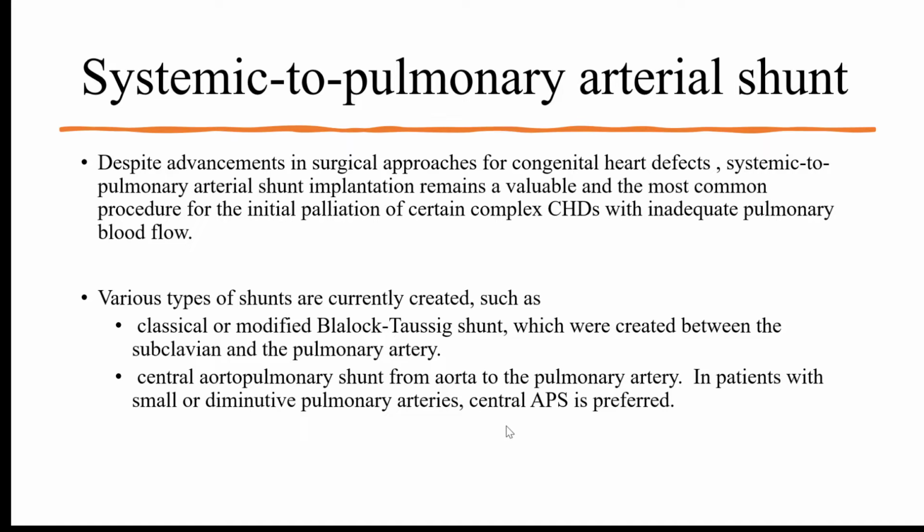Various types of shunts are currently created, such as the classical or modified BT shunt, which were created between the subclavian and pulmonary artery, and the central aortopulmonary shunt, from the aorta to the pulmonary artery. In patients with small or diminutive pulmonary arteries, central aortopulmonary shunt is preferred.